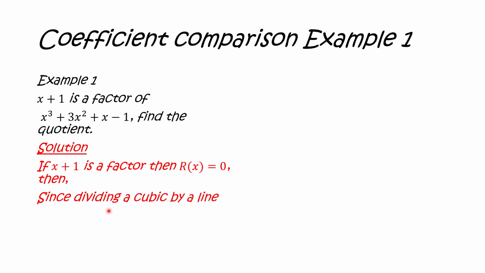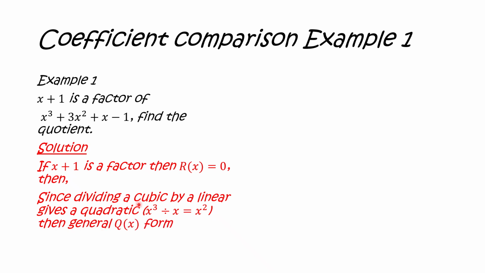Now, looking at that, we are going to have this in mind. We know that if we divide a dividend that is a cubic function by a linear function, what we get is a quadratic function or expression. That is to say, x cubed divided by x, we get x squared. Then the general form of q of x is q of x is equal to ax squared plus bx plus c. As easy as that.